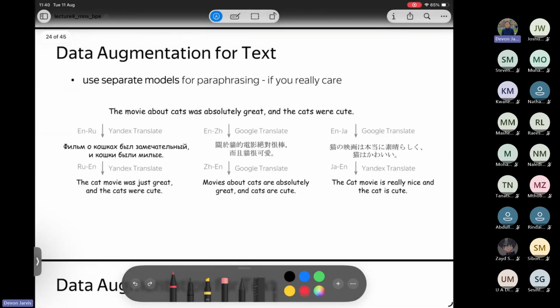Okay, you can take this to a really intense example where what you do is you translate from English to another language, so Russian, for example, or Japanese, and then you decode it. And every time you do a cycle of encoding and decoding, you're going to change the sentence slightly. And so you have one sentence, which was "the movie about cats was absolutely great," and then eventually becomes "the cat movie was just great," "movies about cats are absolutely great," and "the cat movie is really nice and the cat is cute." You get different phrasings of the same sentiment each time. Okay? And that's just because translation is not cycle consistent.